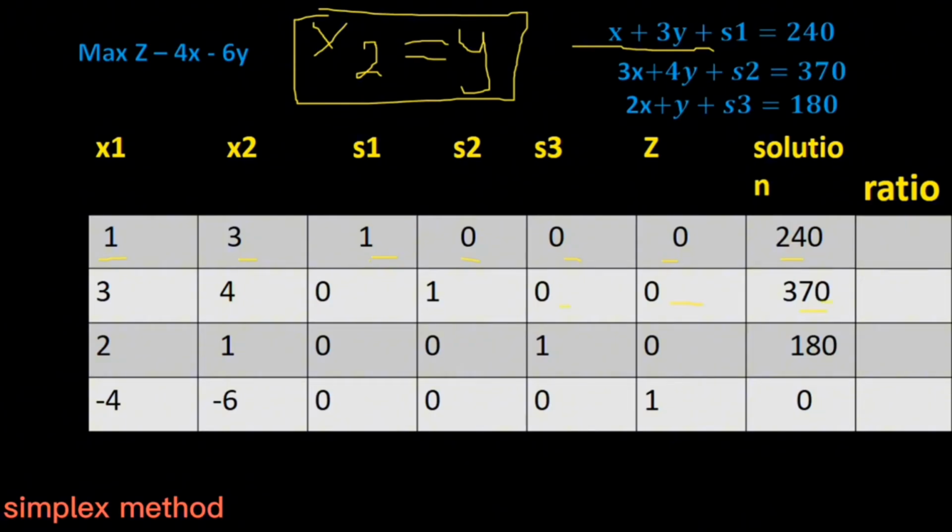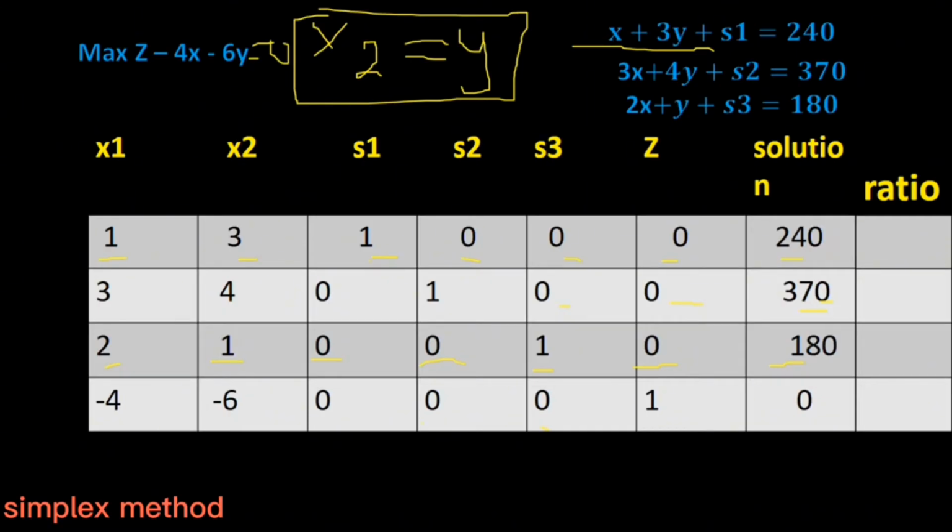For the last one, we have 2x, that is for x. For y, 0 for s1, 0 for s2, and 1 for s3. And 0 for the level of z. And the solution is 180. For this last row, that is equal to 0, we are going to have negative 4, negative 6, 0, 0, 0, 1 for z, and that is equal to 0.